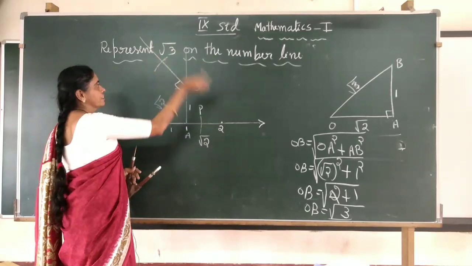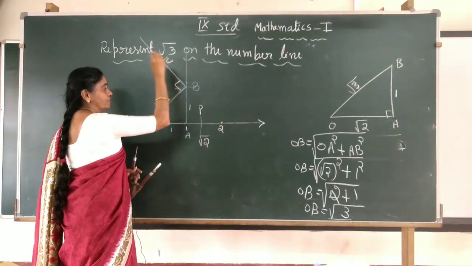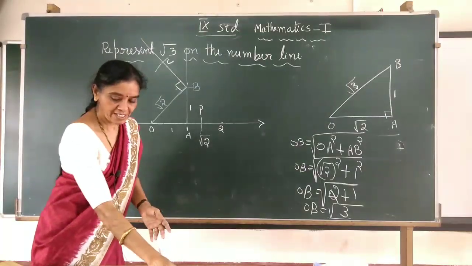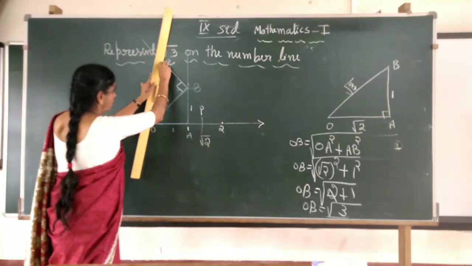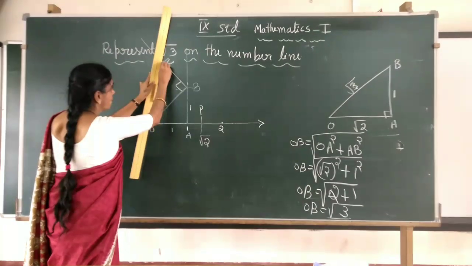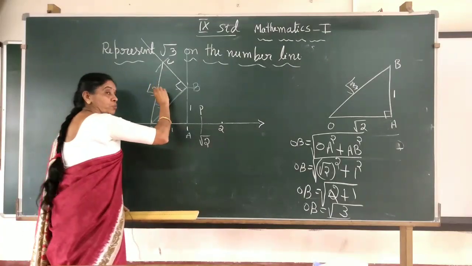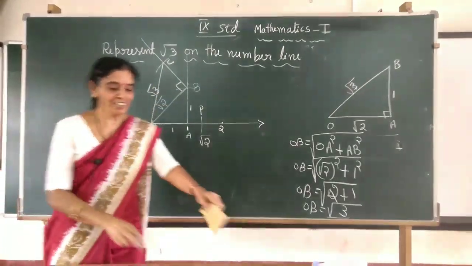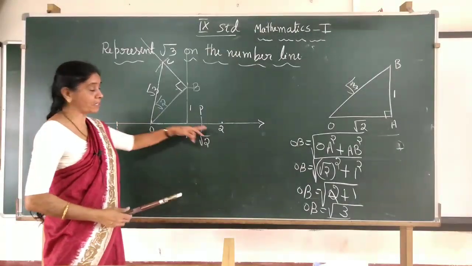Now this point, let it be C, and join again to O. Now this is exactly square root 3. I got square root 3 now. Now where is that square root 3 on the number line?